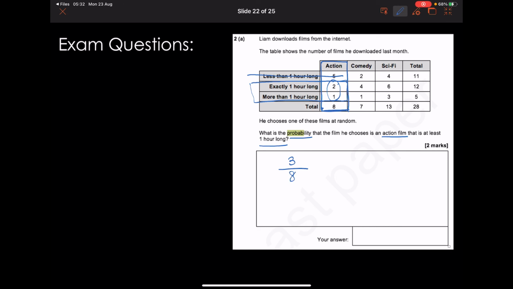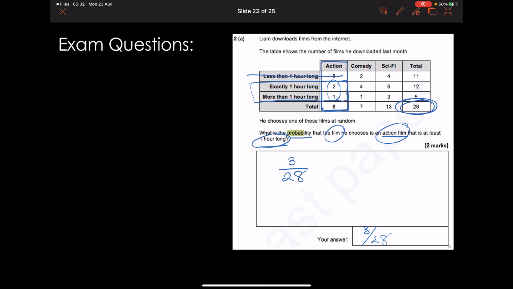8 films. Okay, because, no, sorry, I'm incorrect, because it's asking you the probability of a film he chooses. It doesn't say what's the probability that he chooses an action film that is at least 1 hour long. It says what is the probability that he chooses a film that is action and 1 hour long. So actually we need the total number of films altogether, which is 28. 3 out of 28 would be your answer.